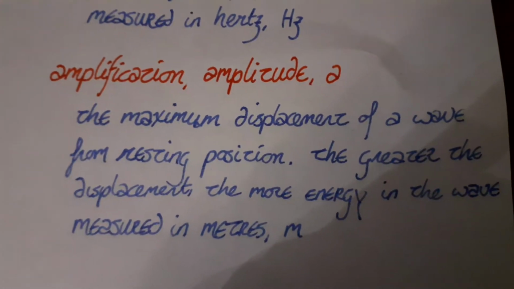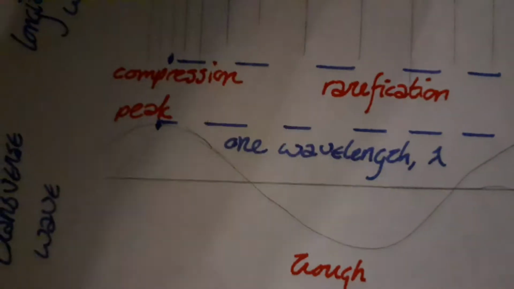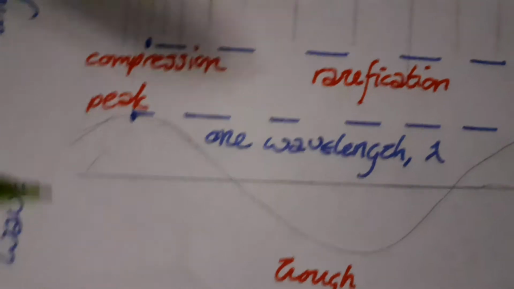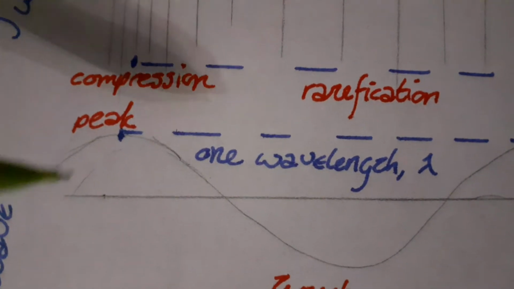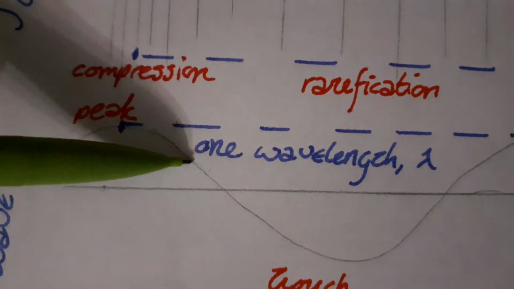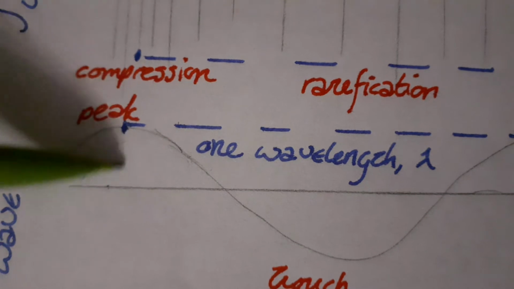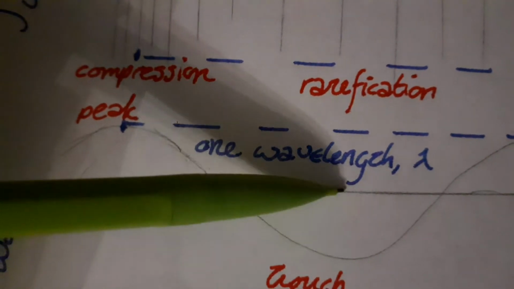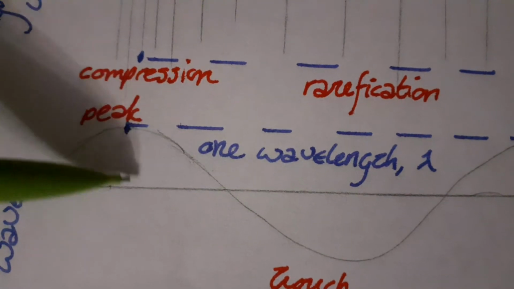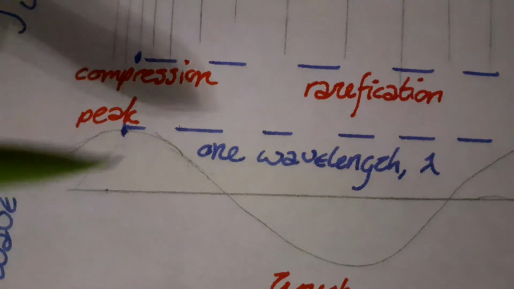And this is the maximum displacement of a wave from resting position. All right? So what that means, if we look at this bit here, resting position is this line here. And it's the maximum displacement. So it's not from here to here. That's not the maximum displacement. No, the maximum displacement is from the peak or from the trough. Okay? And they should both be about the same.